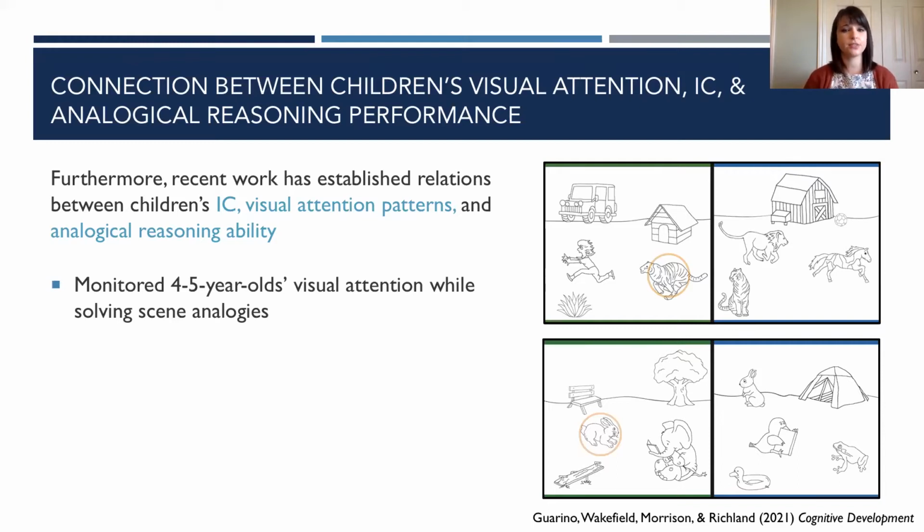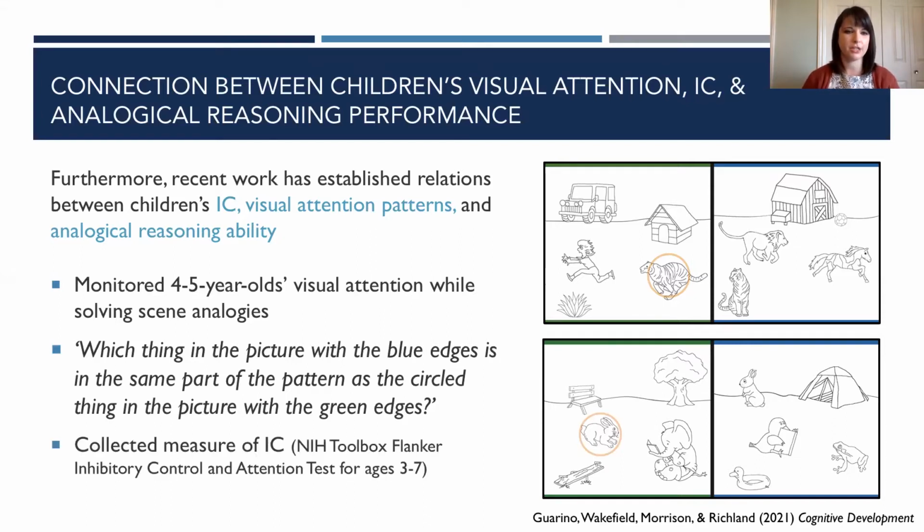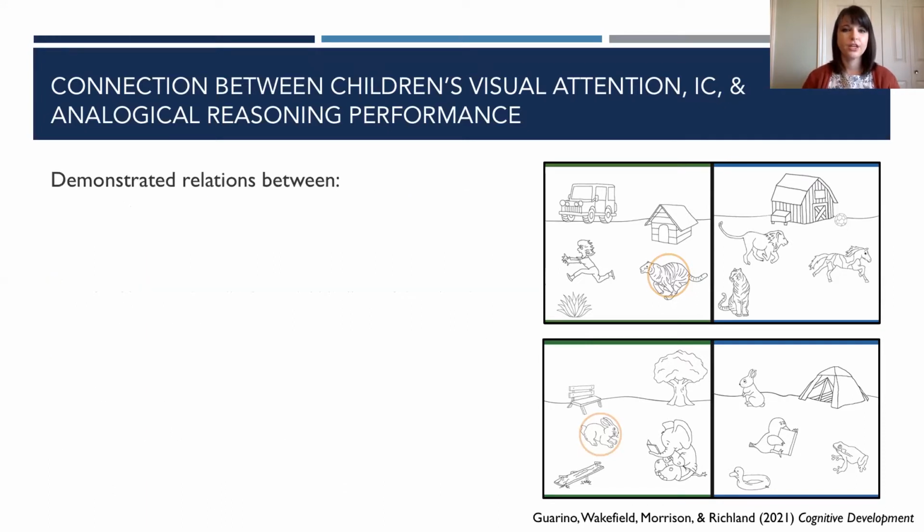And we asked these young children to find and identify which thing in the picture with the blue edges is in the same part of the pattern as the circled thing in the picture with the green edges. And importantly, we also collected a measure of inhibitory control. With this work, we were able to demonstrate relations between these 3 factors.